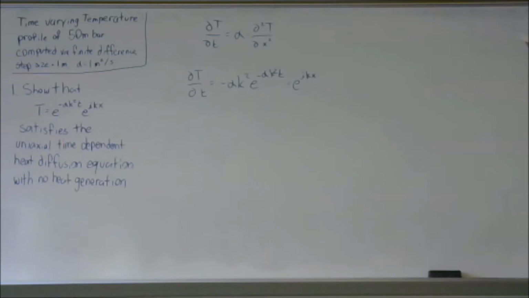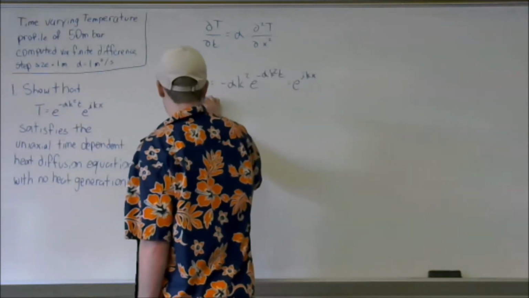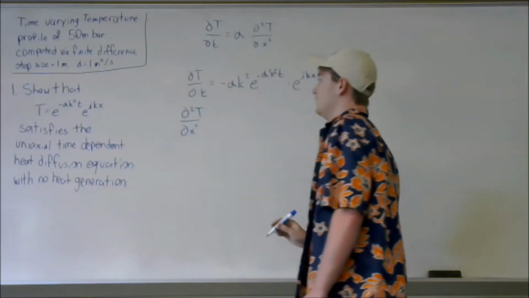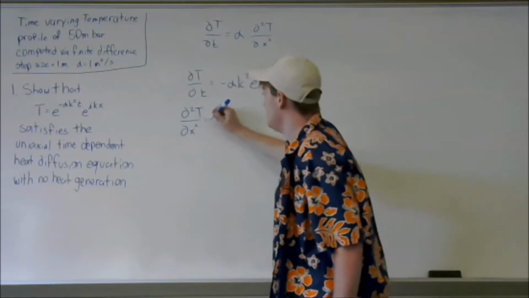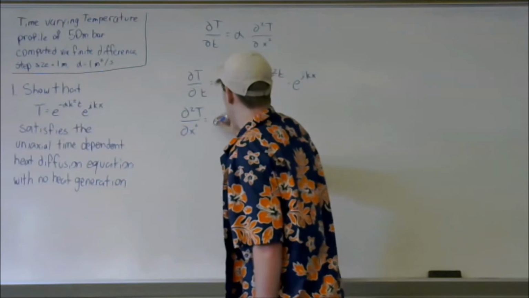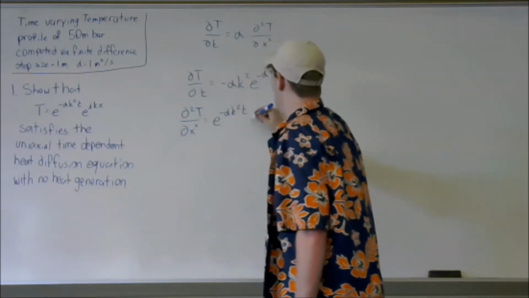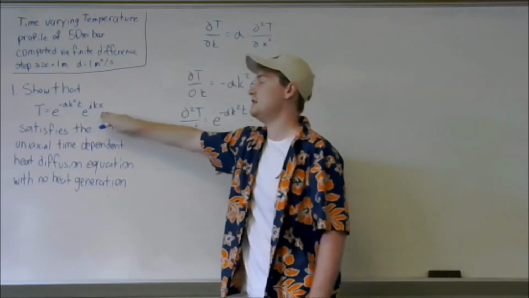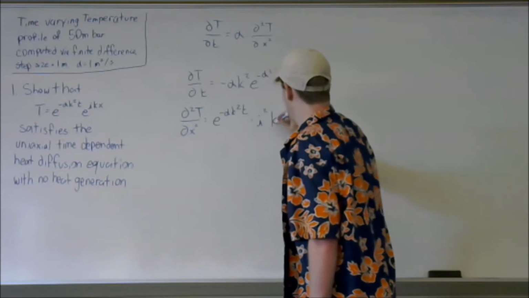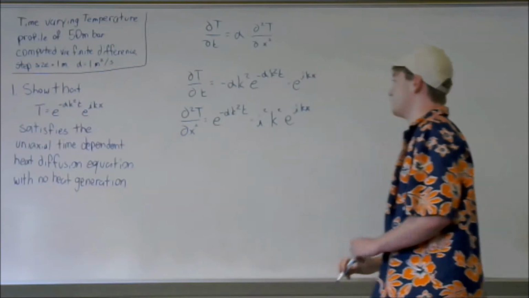Just like that. Now we want to find the other partial derivative here. So the second partial derivative of the temperature with respect to the position. And the same idea applies where the time-dependent part will not change. So that's e to the negative alpha k squared t multiplied by the second derivative of the position-dependent part. So that'll be i squared k squared e to the i k x.